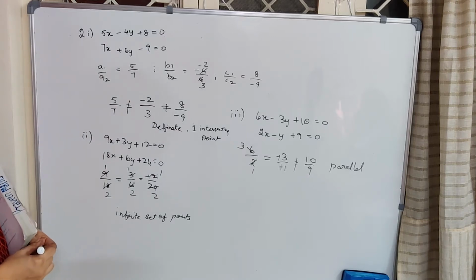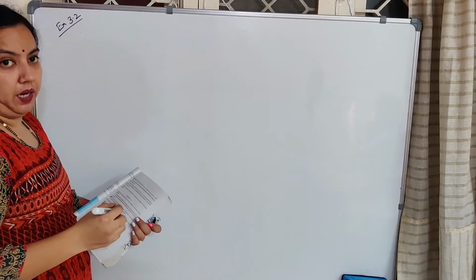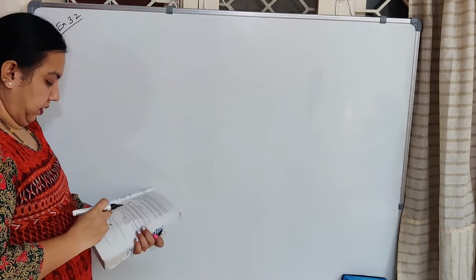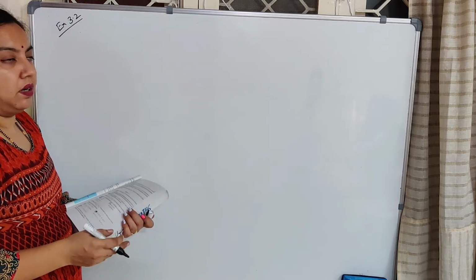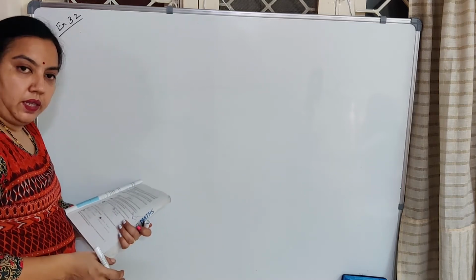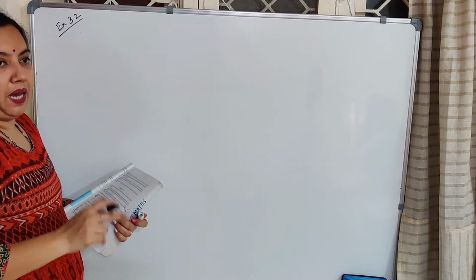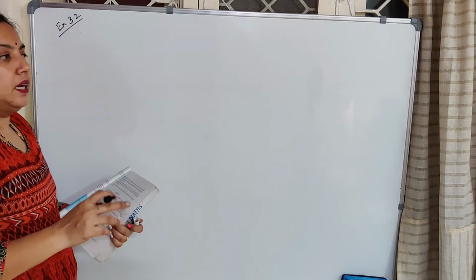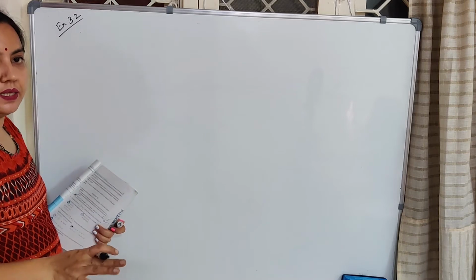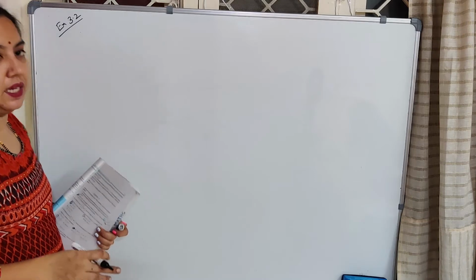Then we'll go to the next sum now. Again, we are going to compare A1 by A2, B1 by B2 and C1 by C2, and we are going to say whether these lines, when drawn graphically, are consistent or inconsistent. Instead of saying parallel or definite result, we are saying inconsistent and consistent. If they are parallel, we will say inconsistent. If they are not parallel and give any other solutions, we can call it consistent.